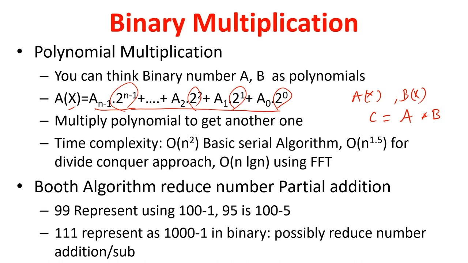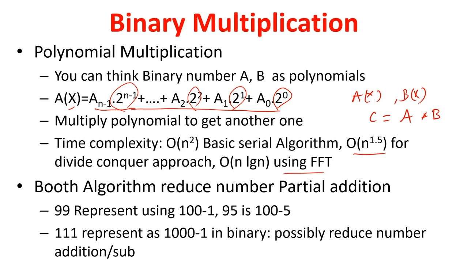Ultimately, the very crude way of doing this is an order n square algorithm, the basic serial algorithm. But if you go for divide and conquer, you can get n to the power 1.5 by using a divide and conquer approach. And if you want to use an FFT based algorithm, then it can be done in n log n.